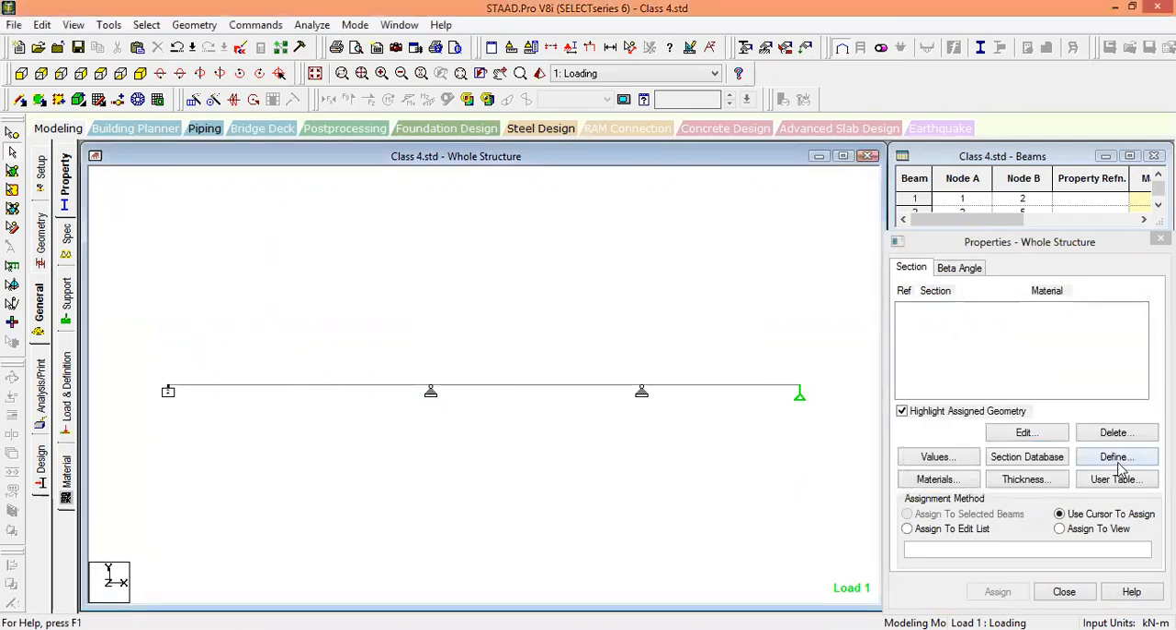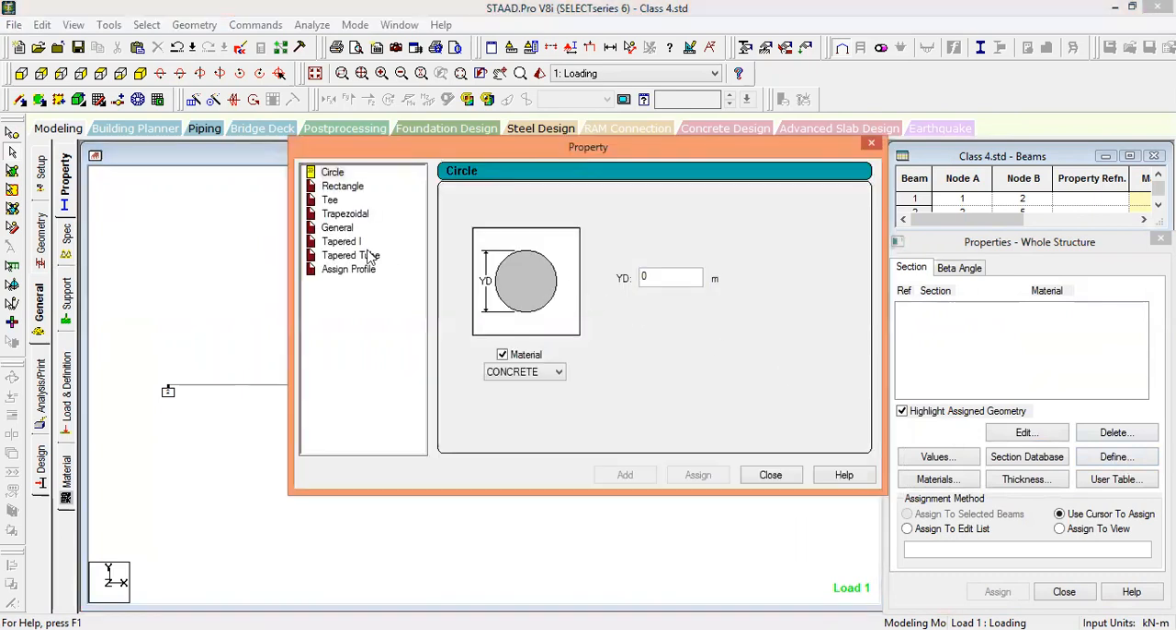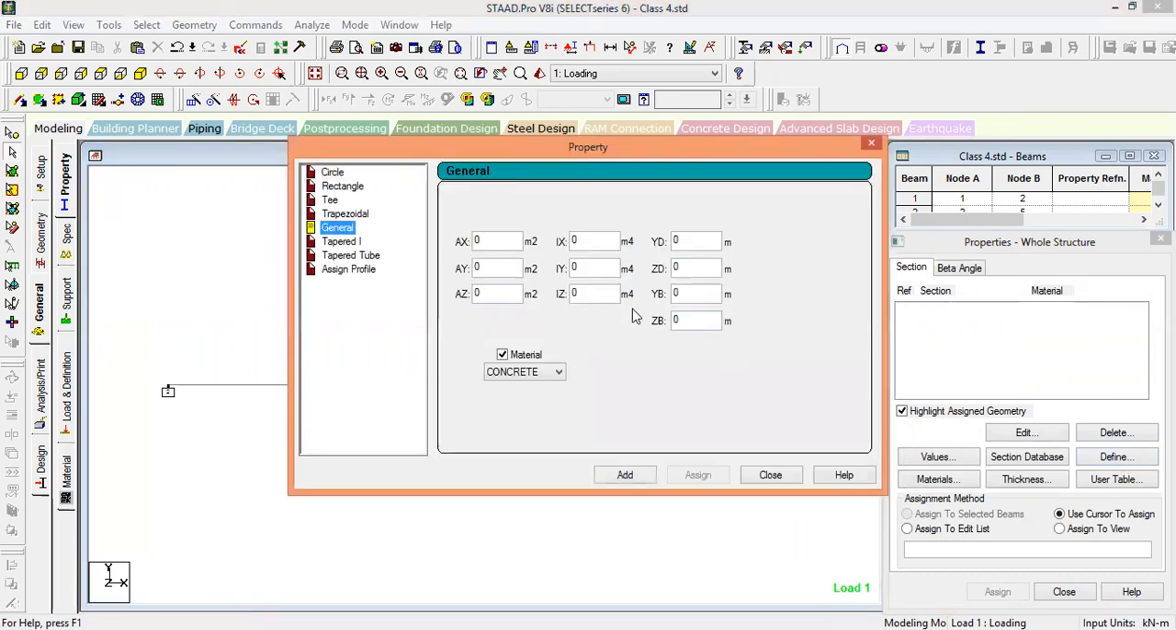So you can go to define, go to general, the general IZ value. You should give the I value. See, the I value in our case is 45 into 10 power 7 millimeter to the power 4. That becomes 4.5 into 10 power minus 4 in meters to the power 4.